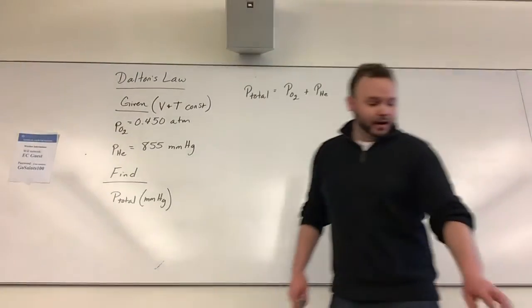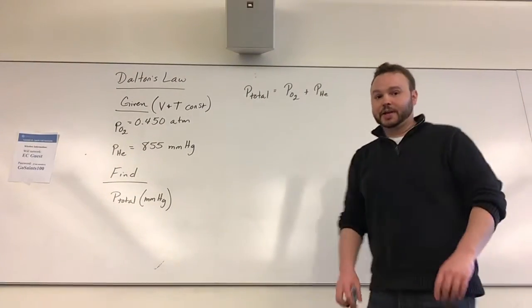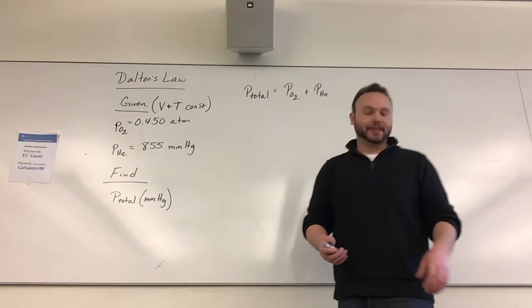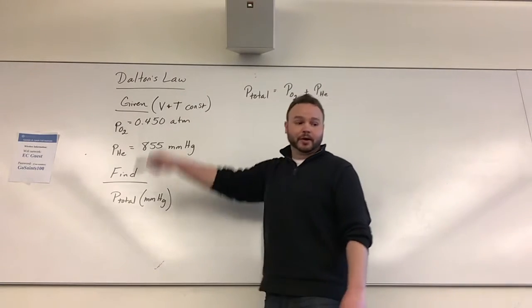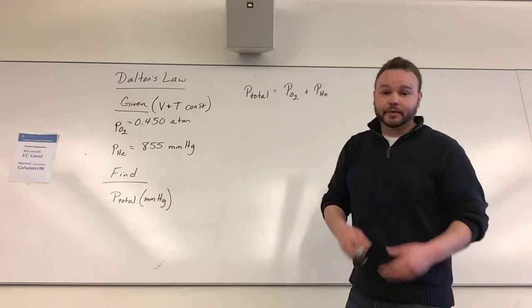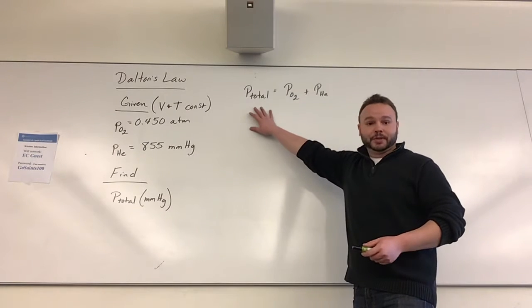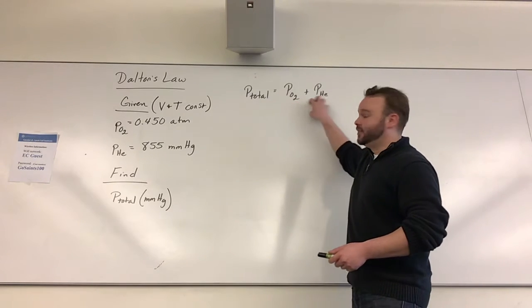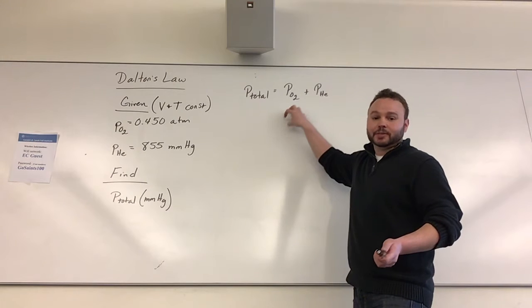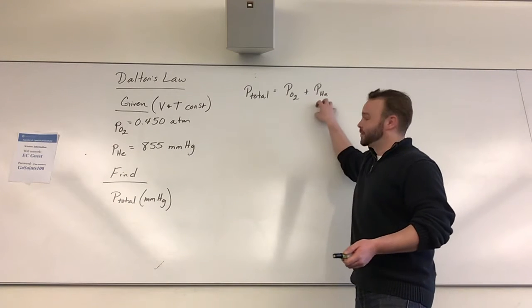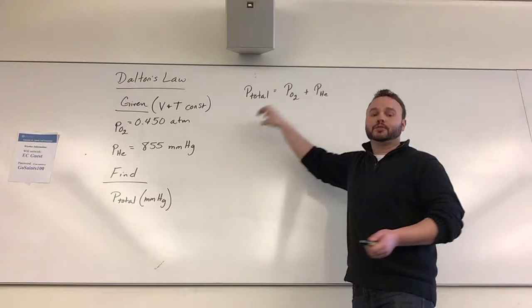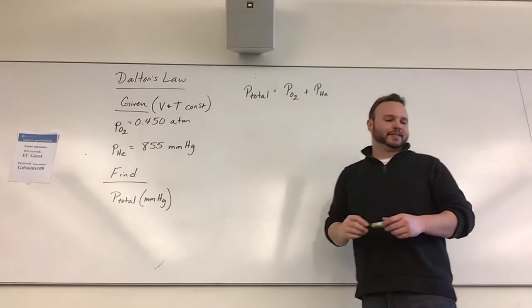All right, so we're on our last section of Chapter 8, which is going to be Section 8.7, covering Dalton's law of partial pressure. Effectively, what Dalton's law says is that the total pressure of a system is just due to the individual pressures of each gas. So there's a pressure associated with the oxygen, a pressure associated with helium. If I add those two pressures up, I'll get the total pressure of the system.